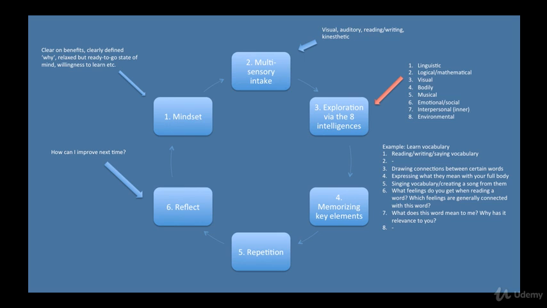And the 8th part is again the environmental intelligence, which I think is not really important in this case because it cannot really be applied. But when you're at the end of this process, you have this word saved in 8, or in this case 6, different places in your brain, which will make it extremely easy to retrieve that information when you want to retrieve it.